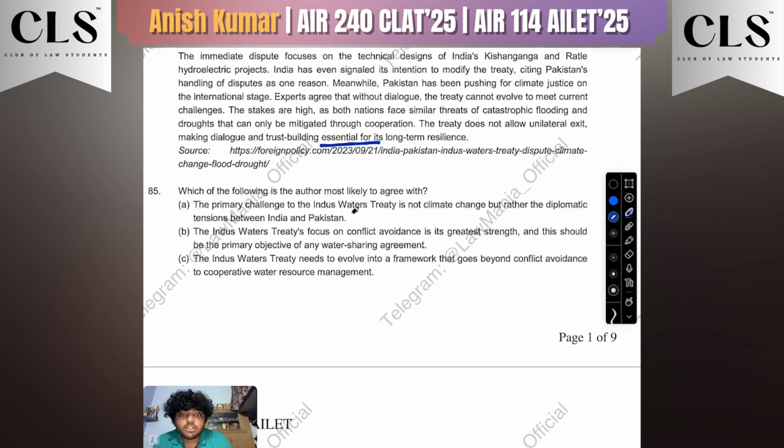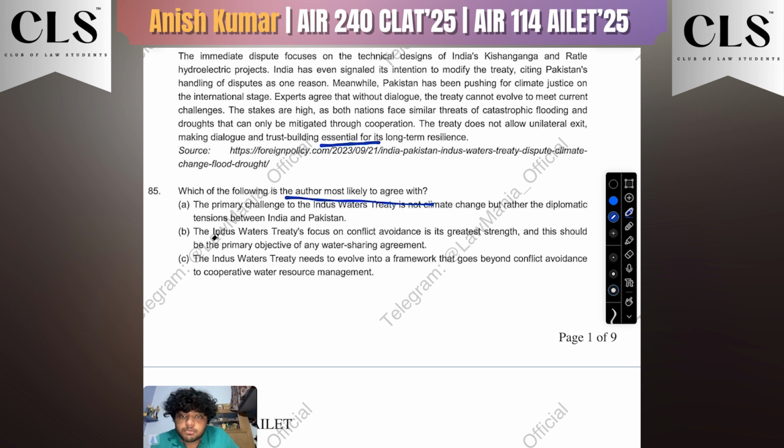So, which of the following is the, see, I told you, right, agree, disagree. Which of the following is the author most likely to agree with? The primary challenge to this one is not climate change, but rather the diplomatic tensions between India and Pakistan. This option might seem enticing, but it's not, see, it is nowhere given that the primary challenge is not climate change. It's just given that diplomatic tensions are also a problem, and climate change is also a problem. There's also population as a problem. So this can't be true. Like it's kind of true, but not most likely to agree with.